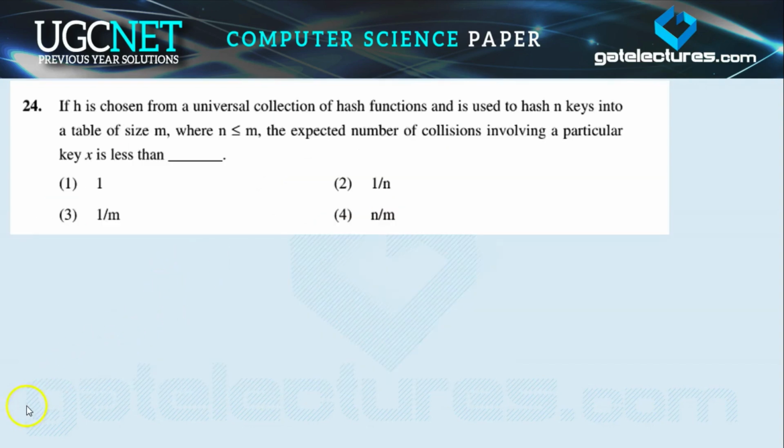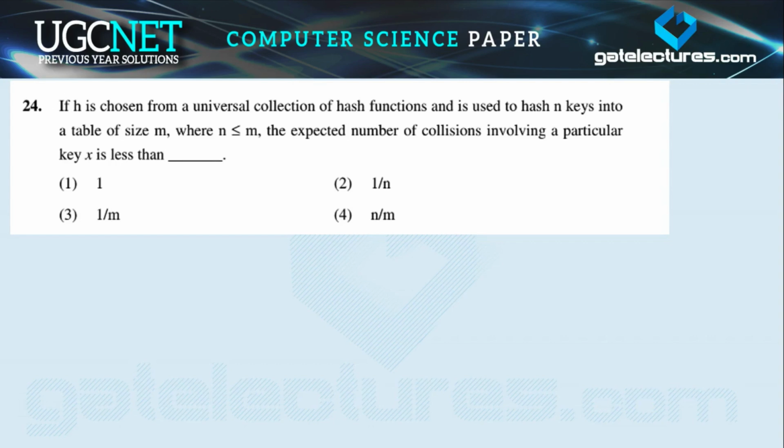Now question number 24. If H is chosen from a universal collection of hash functions and is used to hash n keys into a table of size m, where n is less than or equal to m, the expected number of collisions involving a particular key x is less than 1, 1 by n, 1 by m, or n by m. Let's talk about hashing first, and then we find what the problems are, or why the number of collisions is larger when we are using only one single hash function, right?